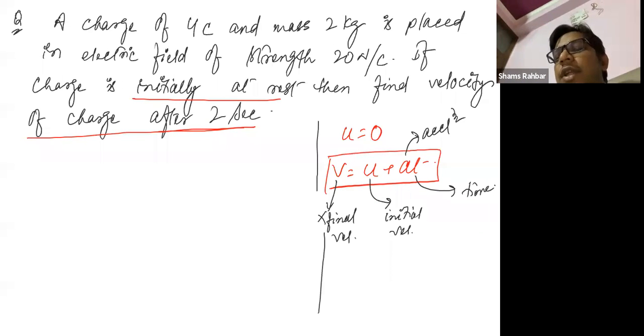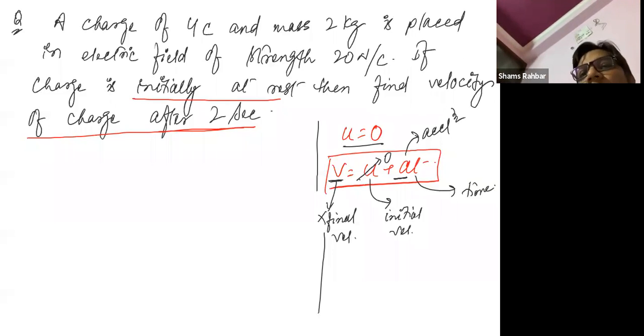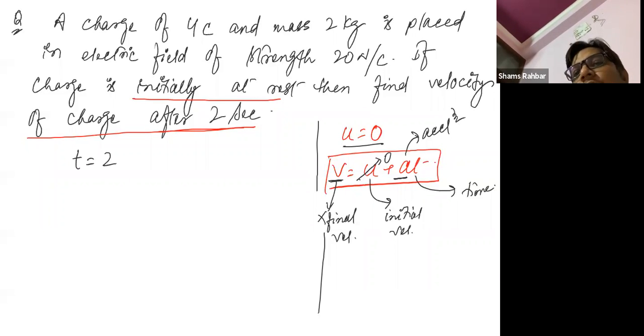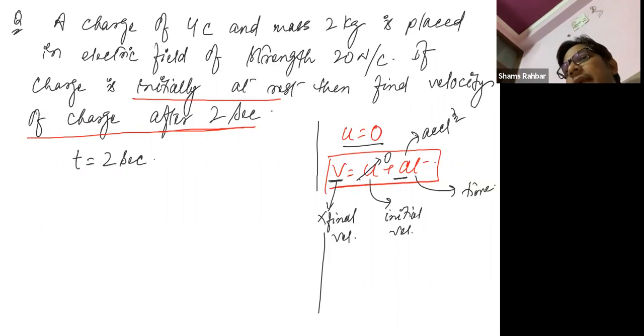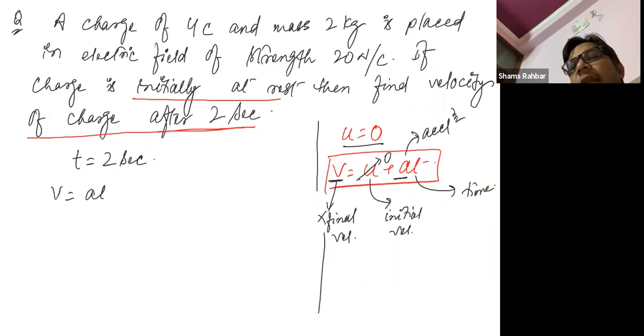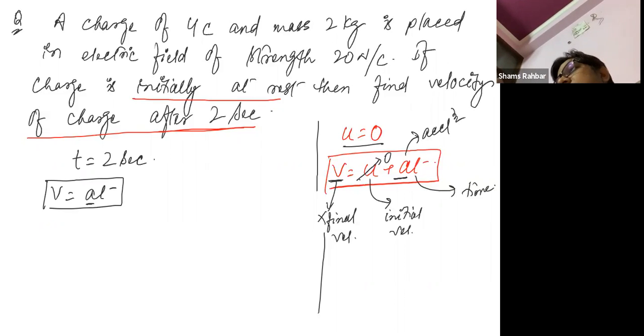What is the initial velocity here? The initial velocity is zero because the charge is at rest. Sonam Wangmo, I'll just check your answer, don't worry. So this value is zero. If I can find the value of acceleration, will I be able to find the value of velocity? Time is given to us as 2 seconds, right? So I can write velocity as at. If I can find the value of a, I will be able to find the value of velocity. Is it correct? How will we find the value of a?